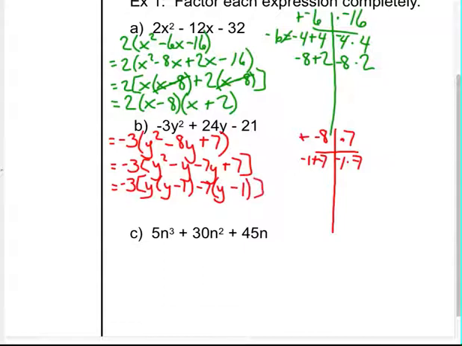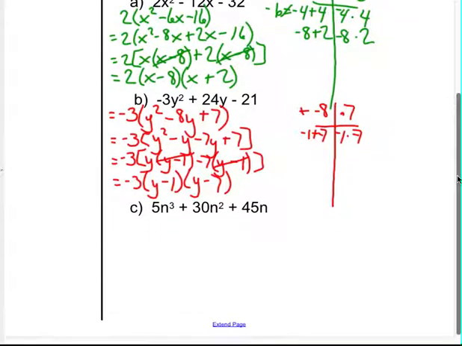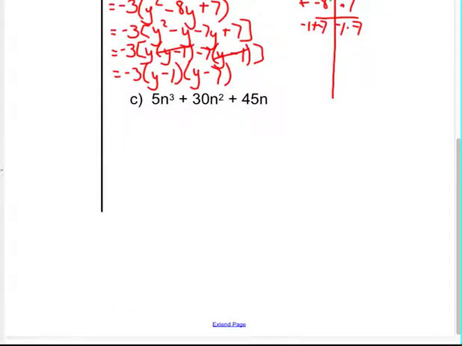So now I have my two binomials that match. So factoring out my y minus 1, that leaves me with a y for my first term and a negative 7 for my second term. So if you're feeling comfortable with this, you can go ahead and stop. If you want to see one more example, we've got one more that we're going to walk through.